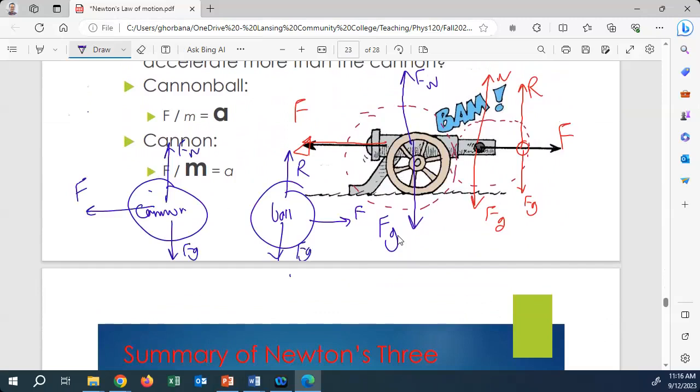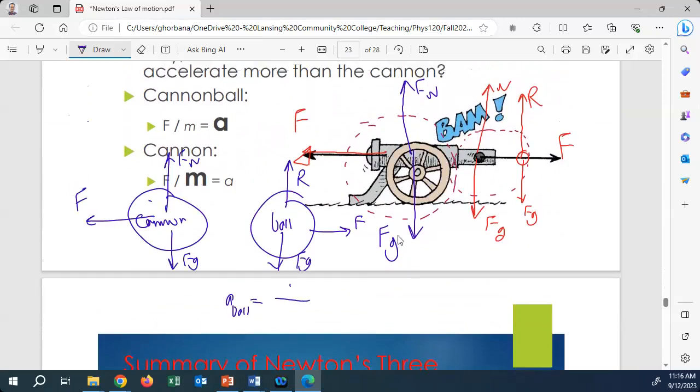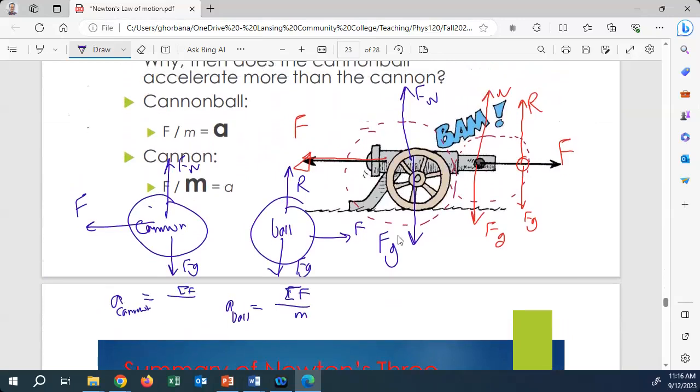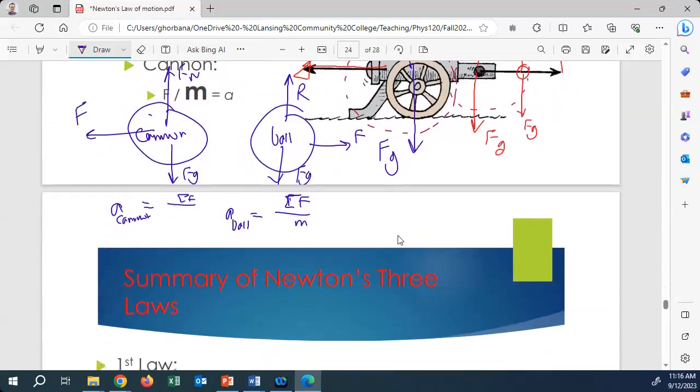Good. And I can analyze this one. I can write Newton's second law for the ball. So what is the acceleration of the ball? A of the ball is going to be net force divided by the mass of the ball.